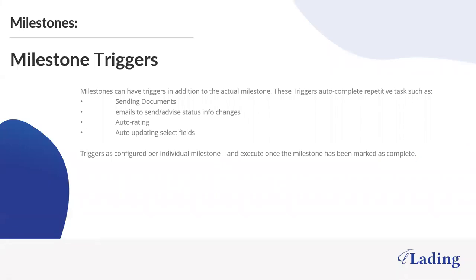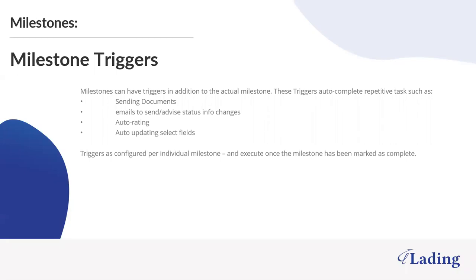Let's talk about triggers. Triggers are really cool. Milestones can have triggers in addition to the actual milestone. These triggers do automatic things for you, like sending documents. So how cool would it be if you could send an arrival notice as soon as the ETA was in there, or ATA? Well, it arrived, send the arrival notice. We can do that, trigger. When the ATA is populated, send an arrival notice.